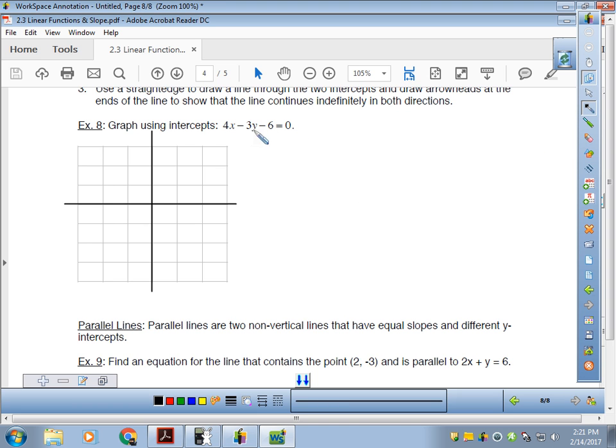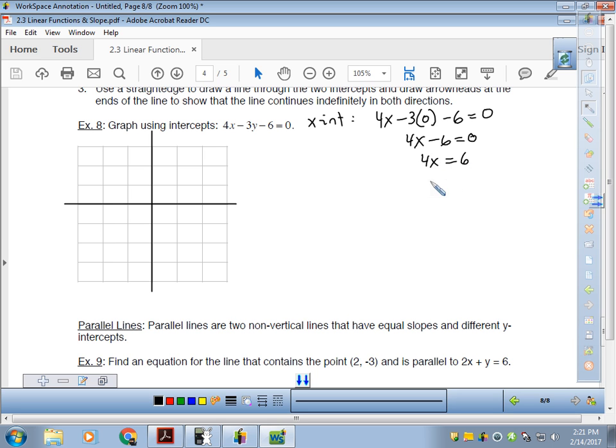So this one asks us to graph using the intercepts. So the first thing we're going to do is find the x-intercept. We'll plug in 0 for the y. So 4x minus 3 times 0 minus 6 equals 0. That gives us 4x minus 6 equals 0. Add the 6 across. 4x equals 6. Divide both sides by 4. So x is 6 over 4, which simplifies to 3 over 2. So we have this point 3 over 2, 0. 3 over 2 is 1.5. So it means we're at 1.5, 0. So there's our x-intercept.